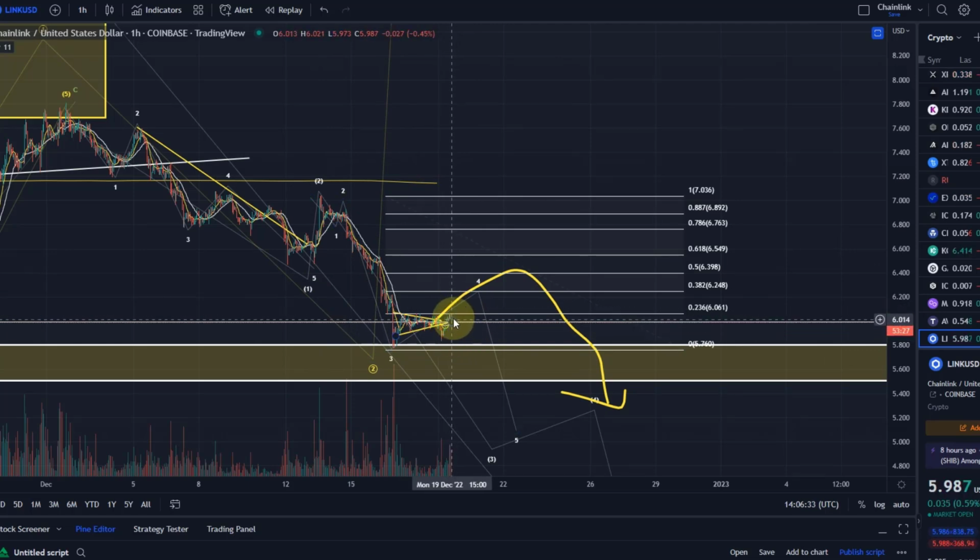But yeah, short-term upside is still possible, possibly in an A, B, C pattern, but the overall trend expectation is still down. Unless we see 5 waves up, above 6.40 would be ideal, and then 3 waves down, and there we've got another long trade setup. Okay, that's my update about Link.